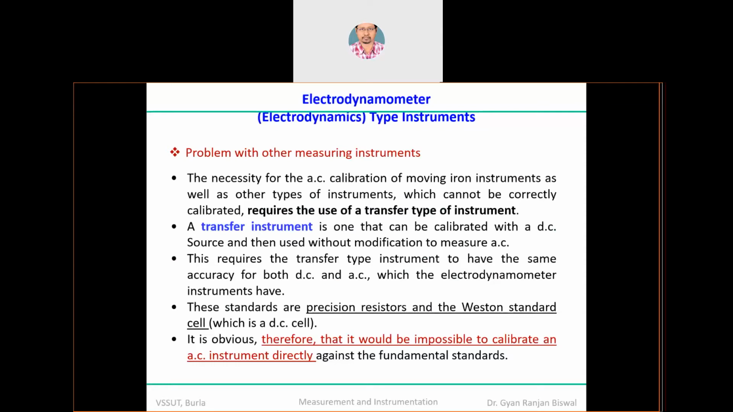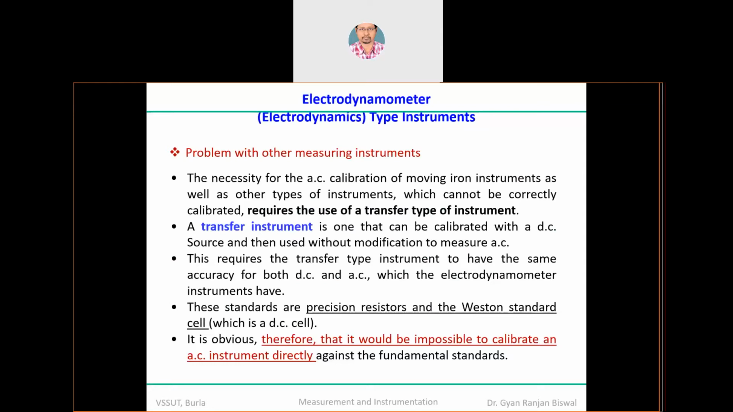And once the device is calibrated, as far as AC measurement is concerned, you should remove the connection of the DC supply, provide the AC supply, and the instrument should still perform with the same amount of accuracy. This cannot be correctly done with moving iron type instruments, because it requires a transfer type of property, which is not there.